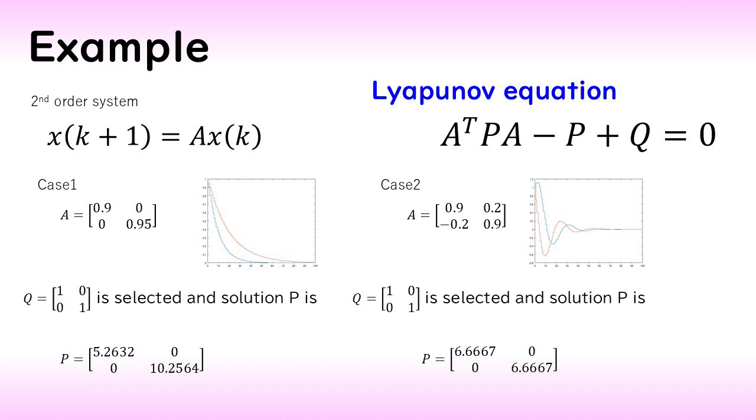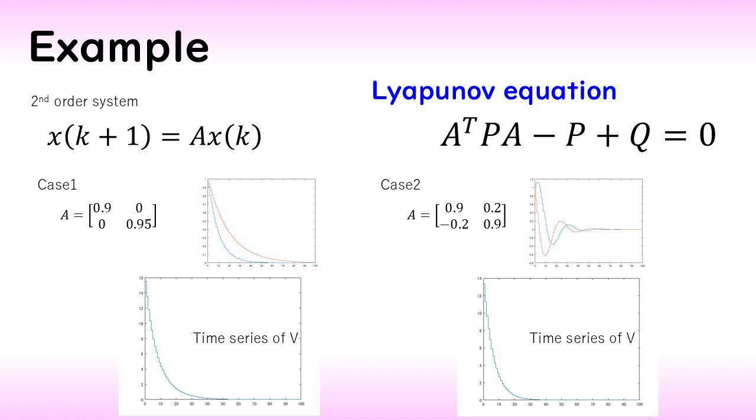For case 1 and case 2, we can select Q and P that satisfy Lyapunov equation. But in case 3 and 4, solutions do not exist. These figures show the time series of the function value V. We can find that each value V is reduced over time.